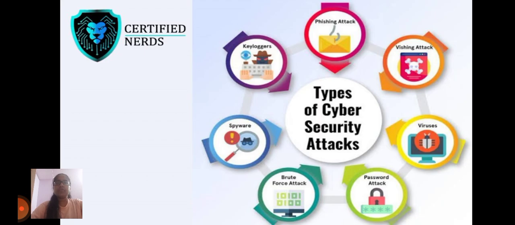So this is about the types of cybersecurity attacks, which include phishing attacks, viruses, password attacks, brute force attacks, and malware. All those come under the types of cybersecurity attacks. They are some of them.